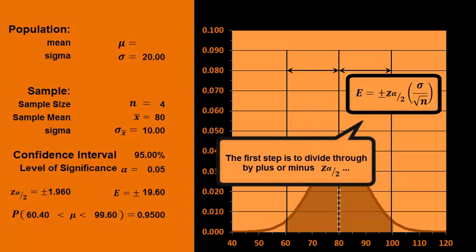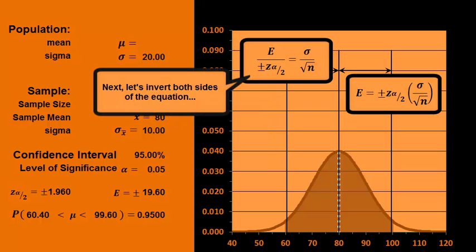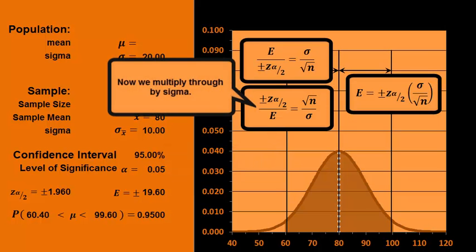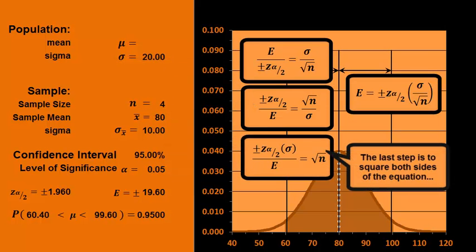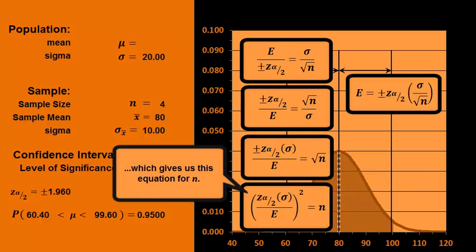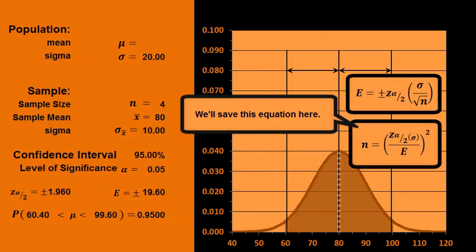The first step is to divide through by plus or minus z of alpha over 2 to give us this result. Next, we invert both sides of the equation to get this result. Now we multiply through by sigma. The last step is to square both sides of the equation, which gives us this equation for n. We can drop the plus or minus sign for z of alpha over 2 because once squared it will be a positive number in either case. We'll save this equation here.